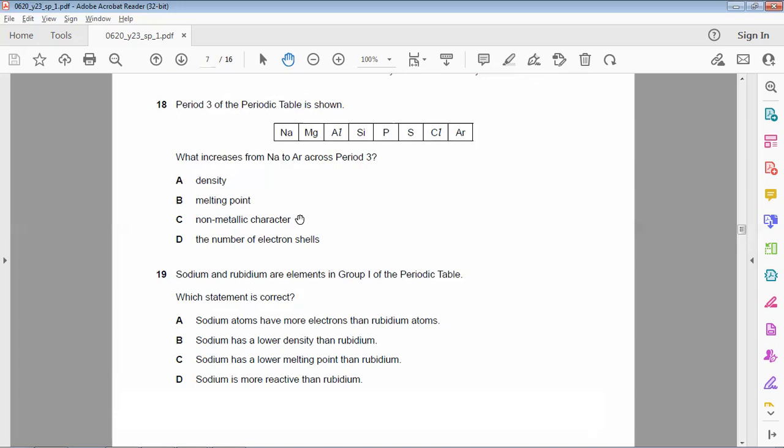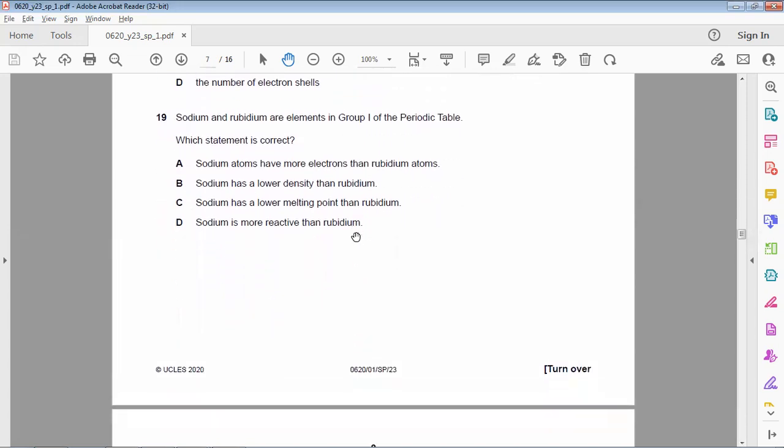Non-metallic character. What does non-metallic character mean? The tendency to accept electrons or to form covalent bonds. So yes, non-metallic character is going to increase, as the elements on the right side of the periodic table are basically non-metals. So C is the correct answer. And obviously the number of shells is not going to increase in a period.